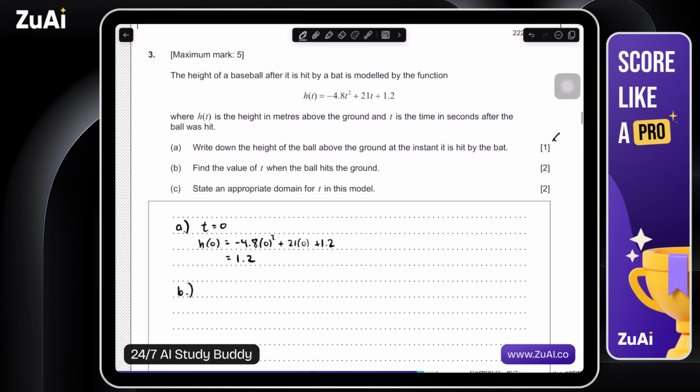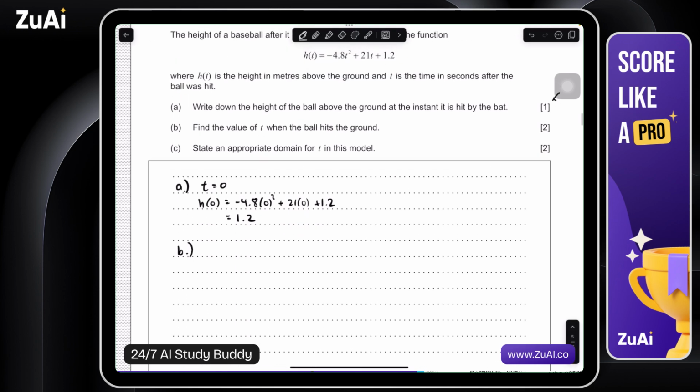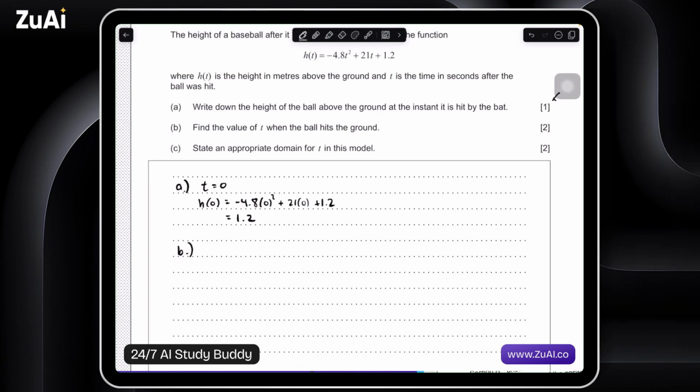All right, part B, find the value of t when the ball hits the ground. So the time at which the ball hits the ground. There are two ways to solve this. If we think of just a conceptual idea of what is going on here, we have height as a function of time. The ball at t equals 0 is 1.2 meters above the ground, and it's a baseball, so it's going to fly through the air, and then it's going to hit the ground somewhere.